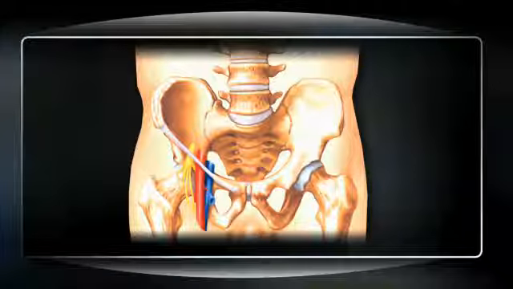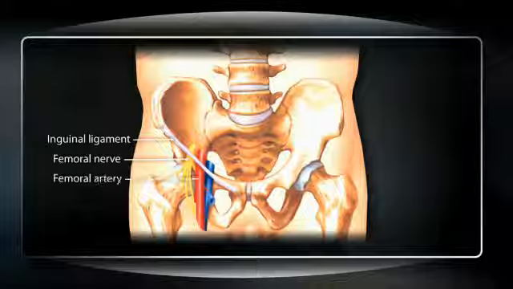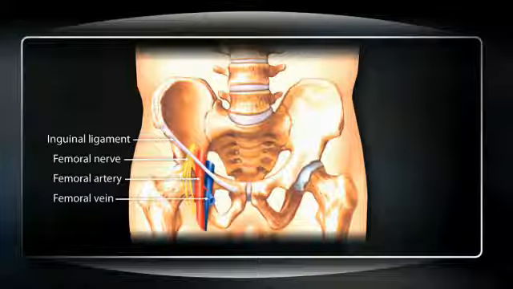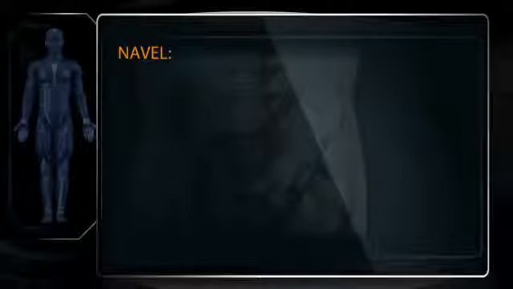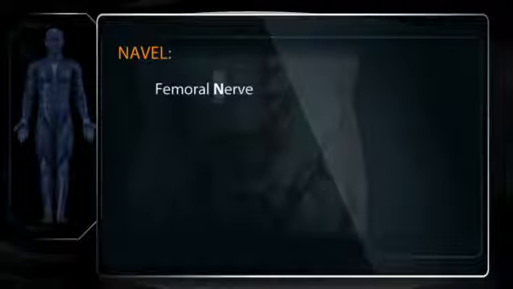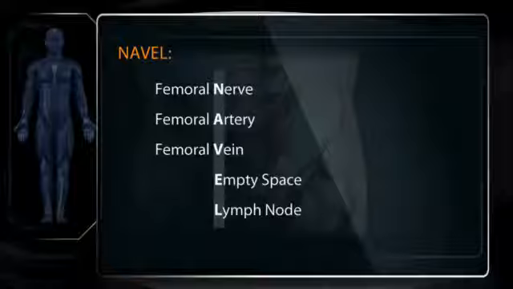Then, palpate along the inguinal ligament. Here, the femoral nerve, artery, and vein bisect the overlying inguinal ligament, while the lymph nodes lie medially. The mnemonic navel may help you remember the lateral to medial sequence of nerve, artery, vein, empty space, lymph node.